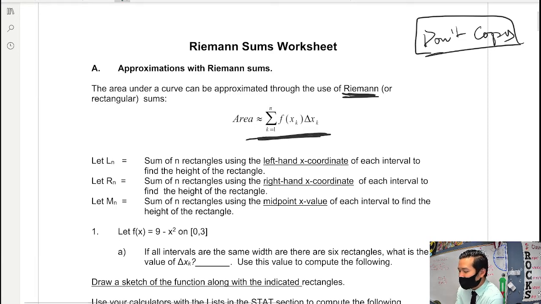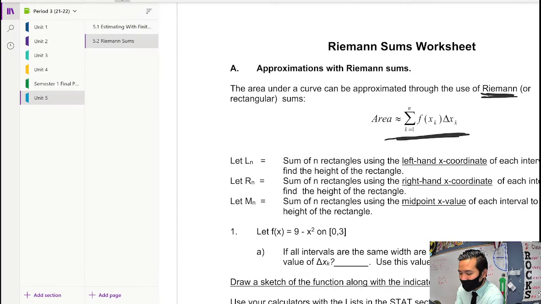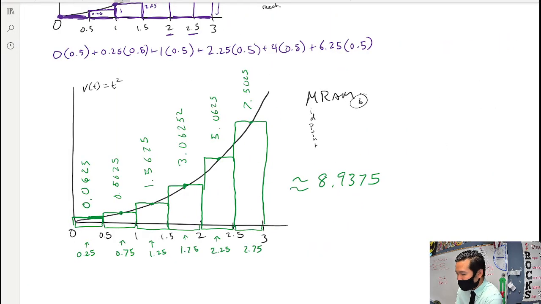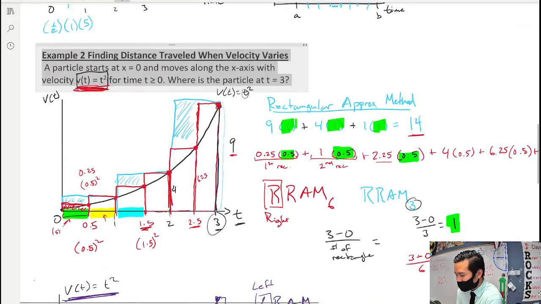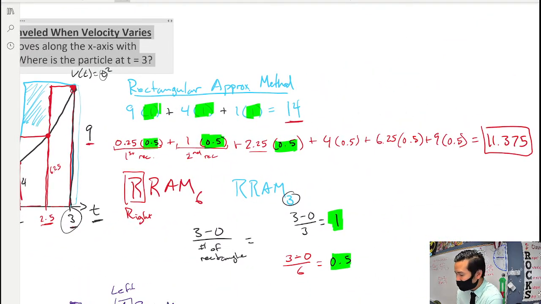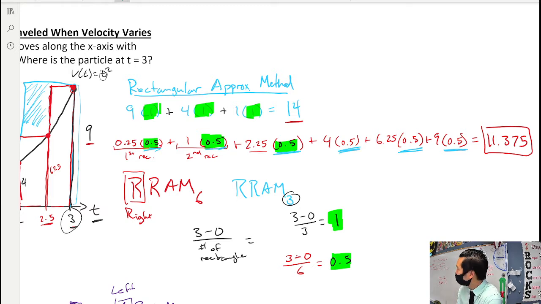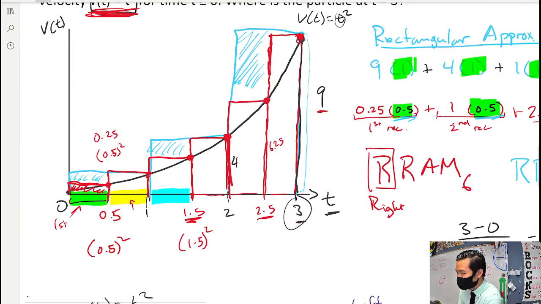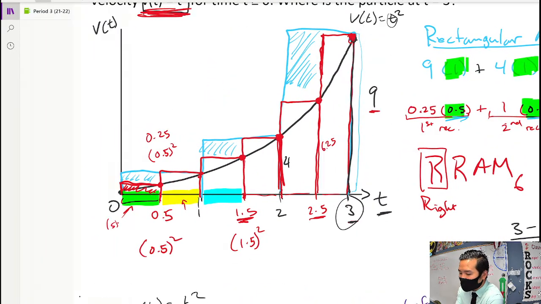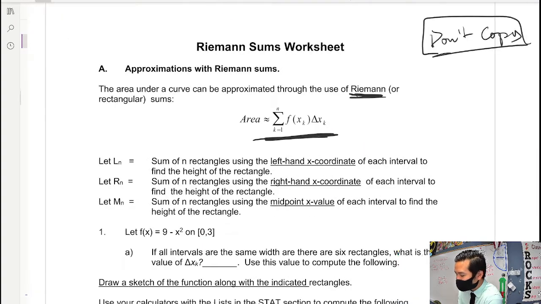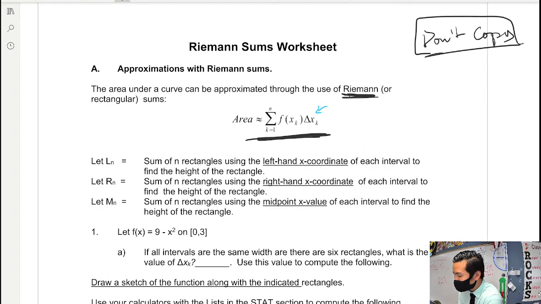Remember, last time we did this, let me show you this before I move on. Let's look at this RRAM right here. We got 0.5 here, 0.5 here, 0.5 here, 0.5 here, 0.5 here, 0.5 here. They're all the same 0.5s, aren't they? And they were all the widths of your rectangles. That's all that's going on in this equation. This delta x represents your width. There you go, so those represent your width.